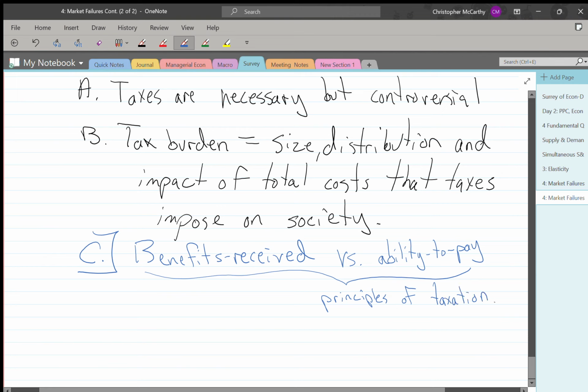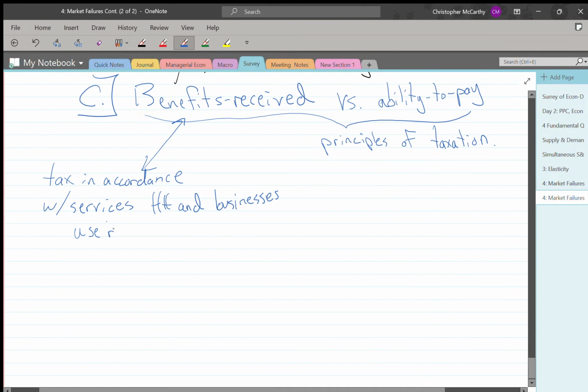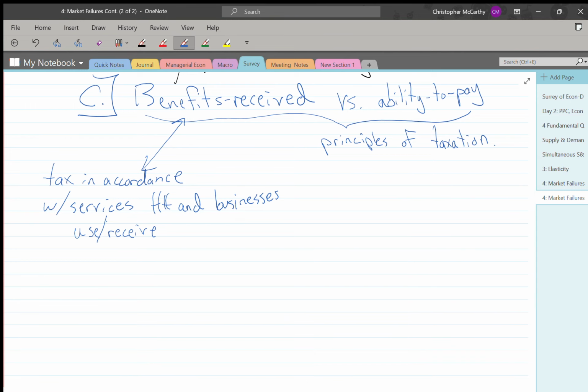So the benefits received principle states that households and businesses should be taxed in accordance to the services that they receive. For example, gasoline taxes are earmarked for highway construction and for maintenance.